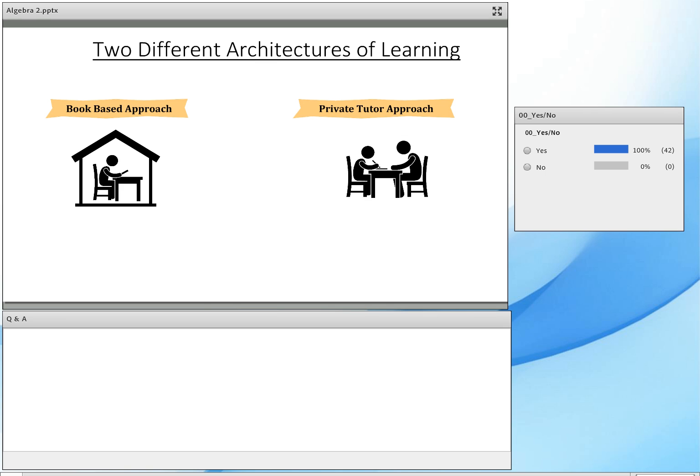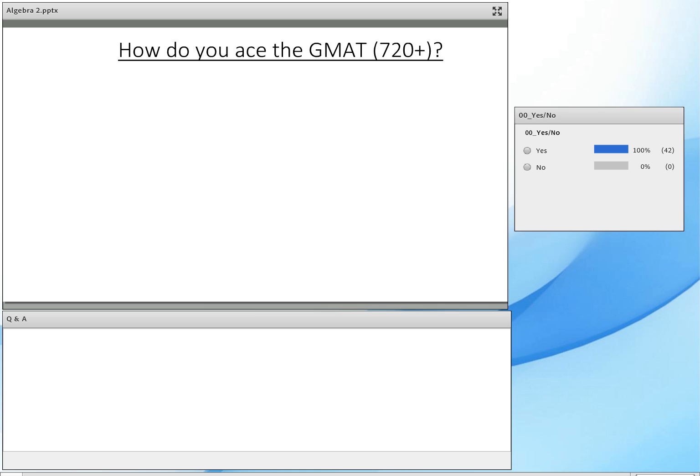If you compare online prep companies today, most of them are centered around the book-based architecture. Now, you may argue, well, I know that Magoosh offers video lessons, then how can you say that they are book-based architecture? And I'm going to prove that to you. Yes, they have added videos, but at the core, their architecture is the same as that of a book-based approach. e-GMAT, on the other hand, is built around a private tutoring-based architecture. Now let's see what's the difference between these 2 architectures and why one has a higher success rate than the other.